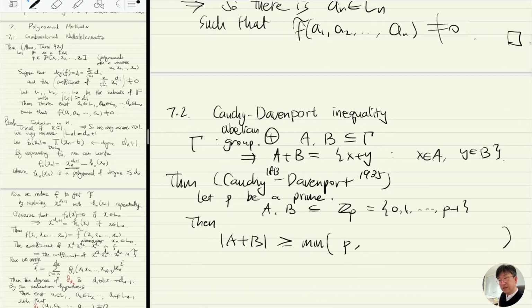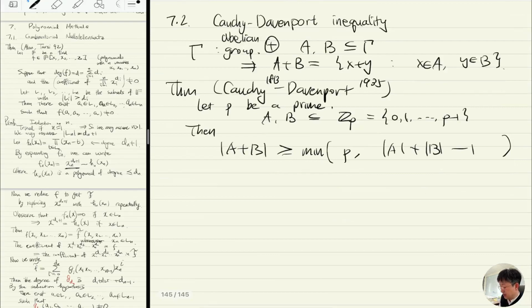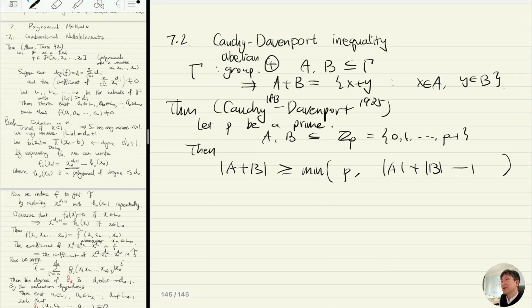of course, your set cannot be bigger than p, right? Because A plus B is a subset of Z_p. Z_p has size p, so you can never be bigger than p. So that's why I put p here. And in the other case, it's going to be the size of A plus the size of B minus 1.